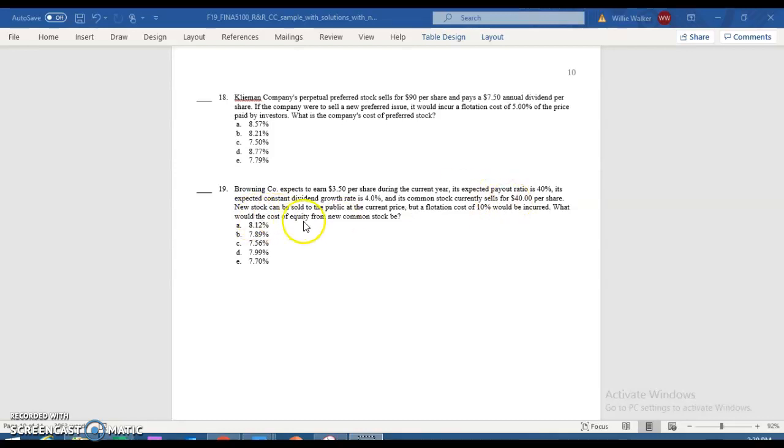Okay, it says new stock can be sold to the public at the current price, but there's a flotation cost of 10% that would be incurred. Now we have to calculate the cost of equity.